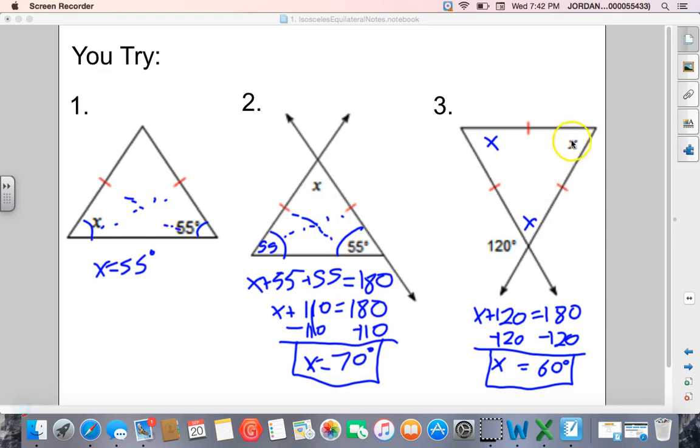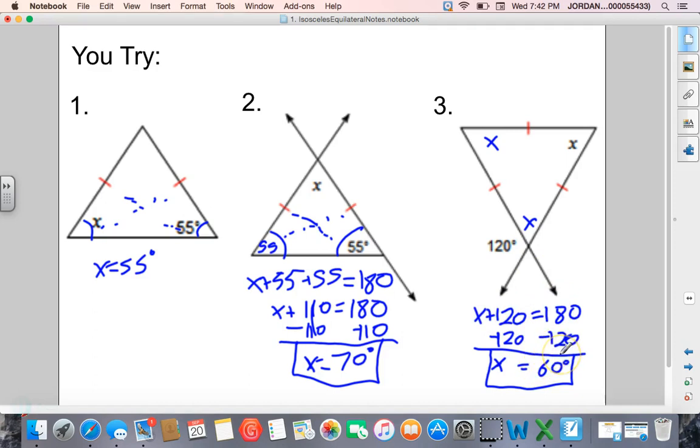All right, on this last one, you know that all three sides are the same. So if this angle is x, the other two angles must also be x. Because if three sides are the same, all three of the angles are the same. So then if this is x, you can say, all right, well, x and 120 make a linear pair. So I need to add those together to equal 180. Subtract your 120, and you get 60.